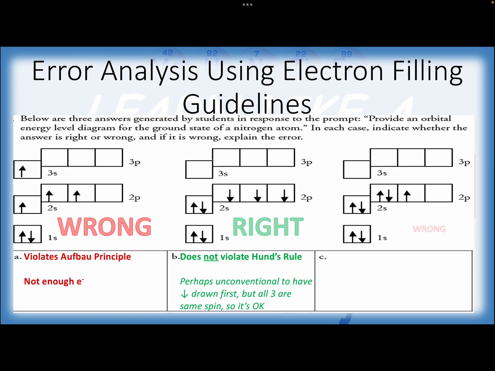The last example, again, hopefully you indicated that that was incorrect. The problem with this one is it's violating Hund's rule, specifically the fact that here you have 2 electrons in this first 2p orbital, and then down here you have an empty 2p orbital. So there should not be pairing of electrons while there's an empty orbital available.